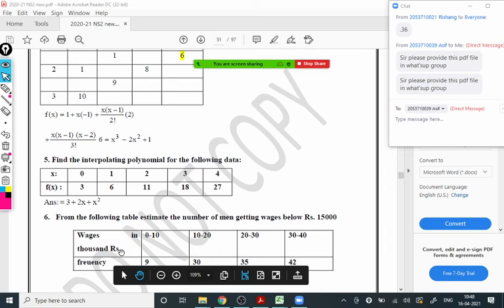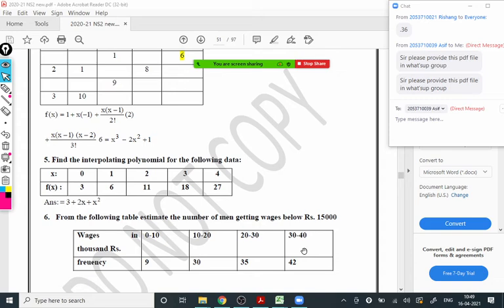We are given a table of wages versus the frequency. The number of men having wages between 0 to 10,000 rupees is 9. The number of men having wages between 10,000 to 20,000 rupees is 30, and so on. So that is given, and we have to find out the number of men having wages below 15,000 rupees.